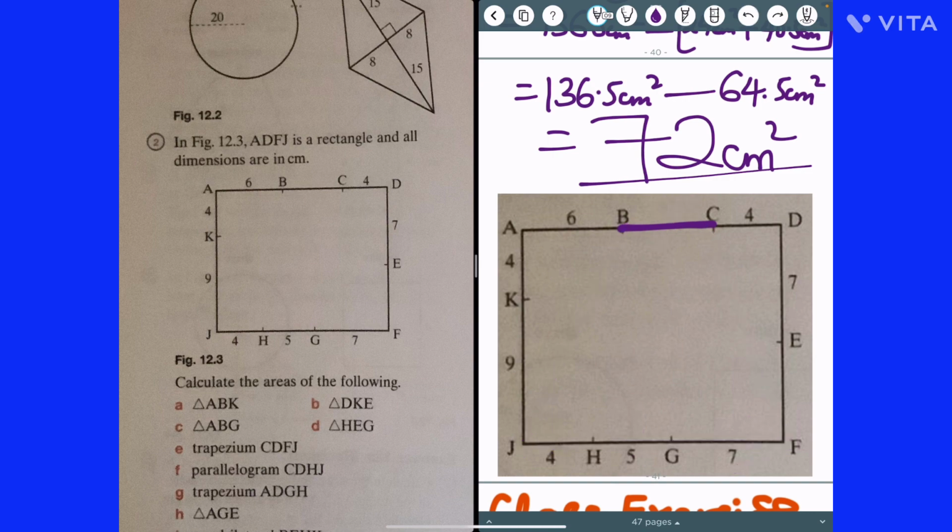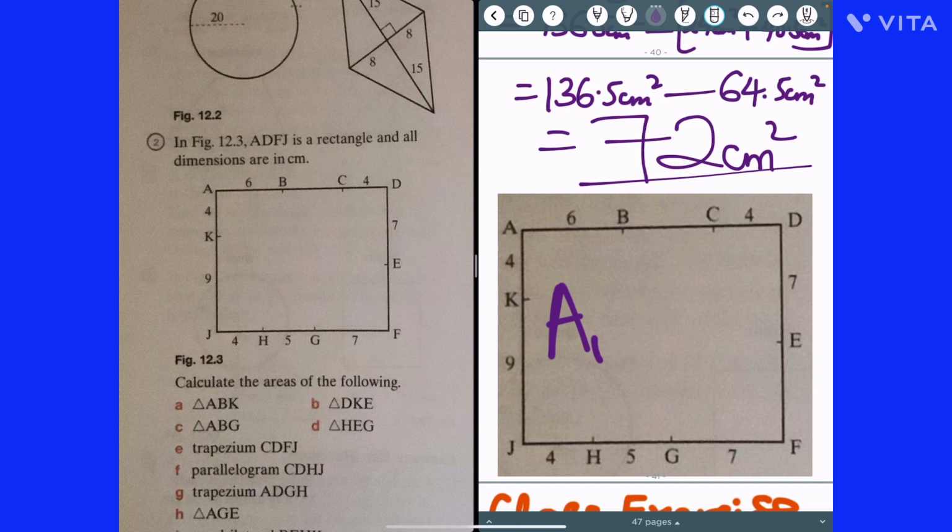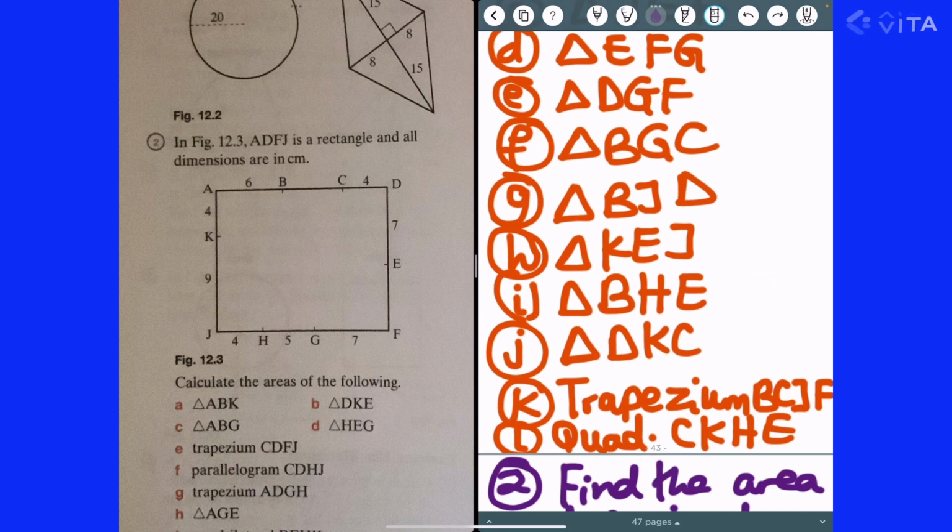You write your formula first. In every question you are answering, write your formula first. Area of trapezium is half open bracket A plus B times H. There will be marks for this before you start substituting. Please take note of that. Very, very important. Let's go to the next question I gave.